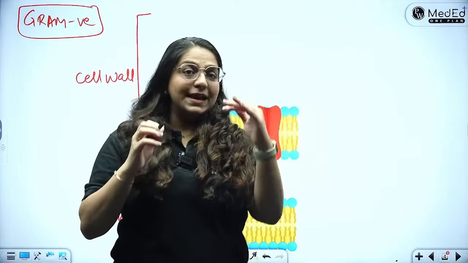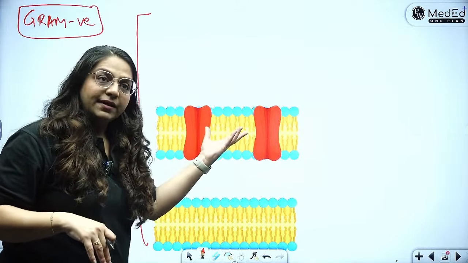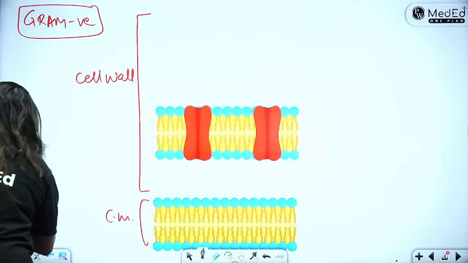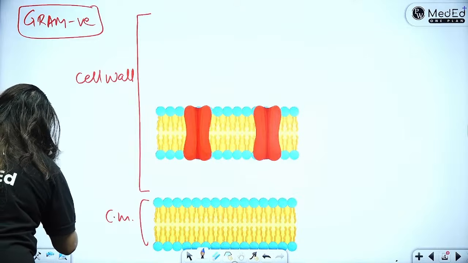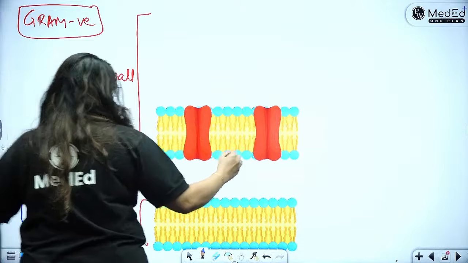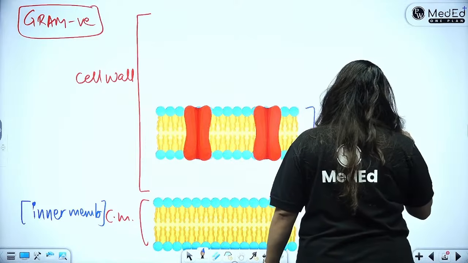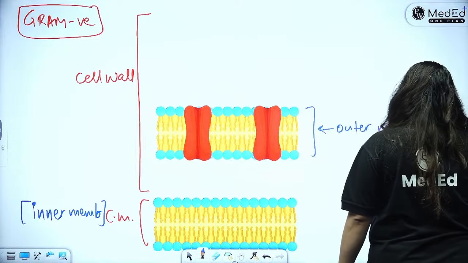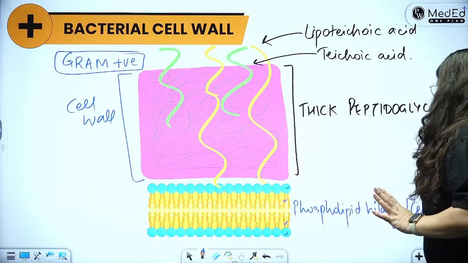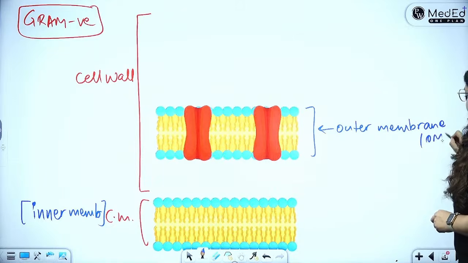So can I call the cell membrane the inner membrane and the cell wall the outer membrane? Yes, I can very much do that. So I am going to call the cell membrane the inner membrane. Therefore, this thing over here can be easily called an outer membrane, right? So you understand that a gram-positive cell wall has no outer membrane. It only has a peptidoglycan, whereas a gram-negative cell wall has an outer membrane, which can be called OM.